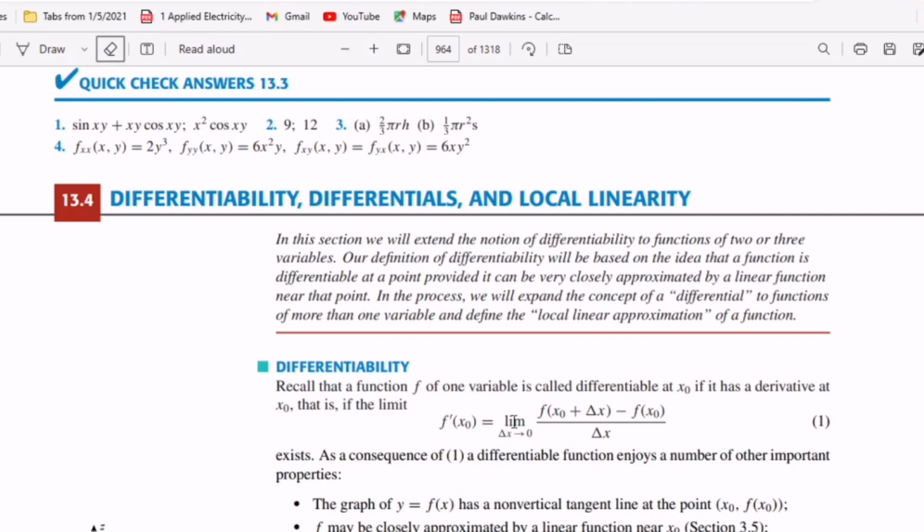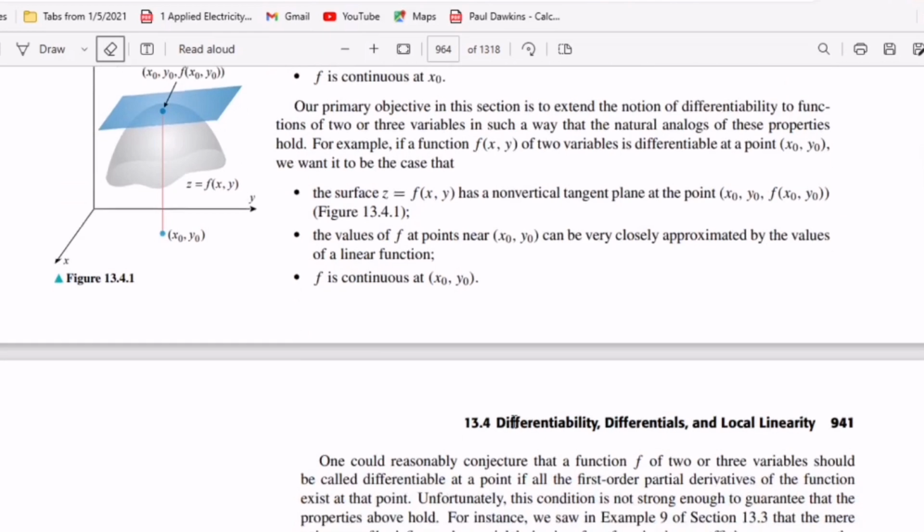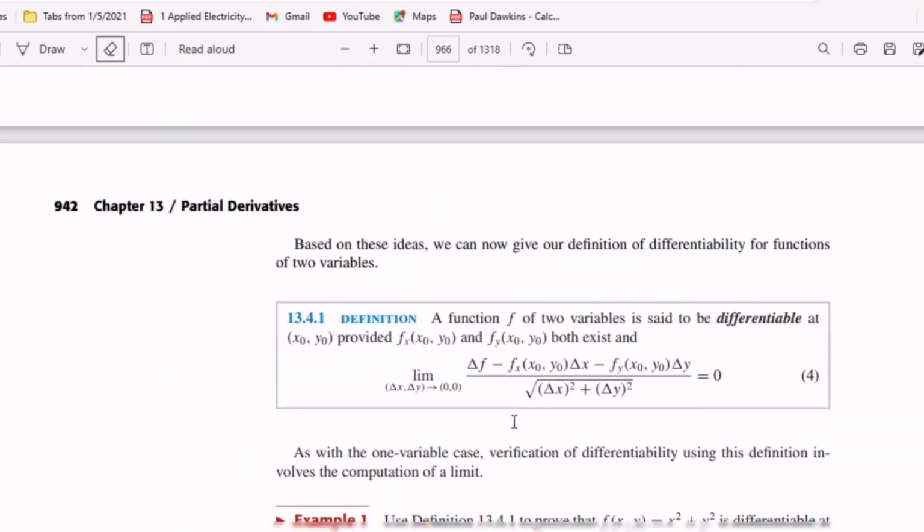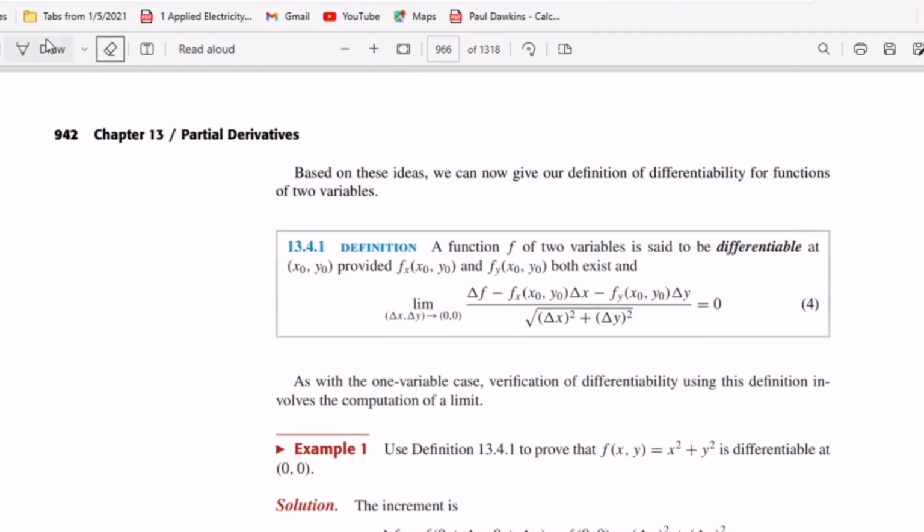So let's get to the differentiability. Now I'm going to go straight to what you must understand by a function being differentiable. So per definition, from here, we are going to read together, and I will explain that. They said a function of two variables is said to be differentiable at x naught and y naught, which means that is the given point, provided that the partial derivative of the function with respect to x, and then you insert the point given to you, x naught and y naught, and the partial derivative of the function with respect to y, you insert the values given to you, that's the point x naught and y naught, both exist.